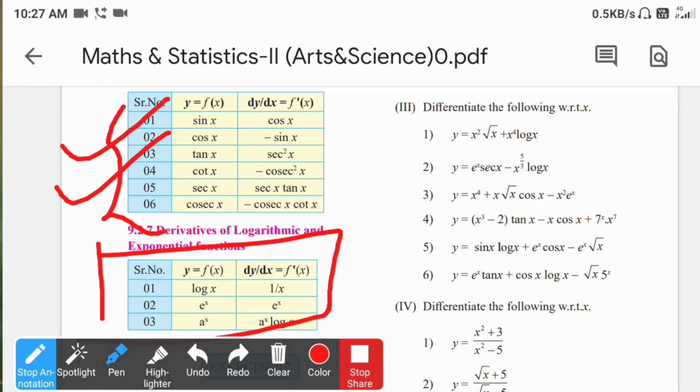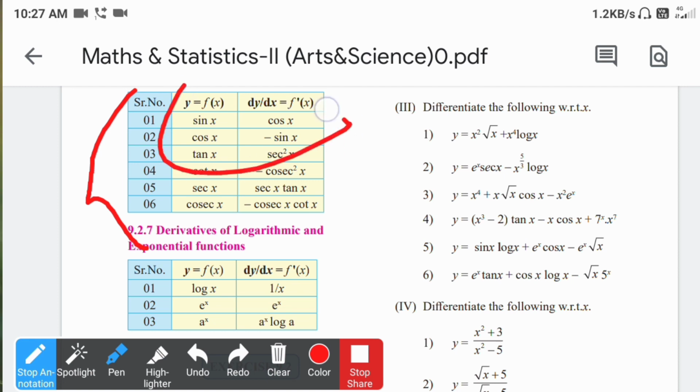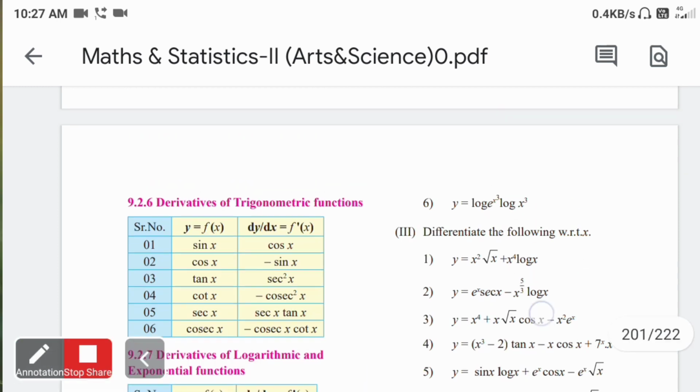For exponential and logarithmic functions: the derivative of log x is 1 by x, the derivative of e raised to x is e raised to x only, and the derivative of a raised to x is a raised to x into log of a. For trigonometric functions: the derivative of sin x is cos x, and of cos x it is minus sin x. So try to make a separate chart of these formulas.